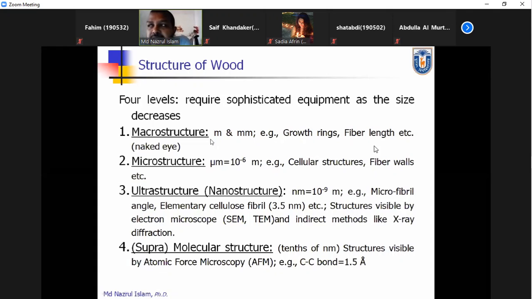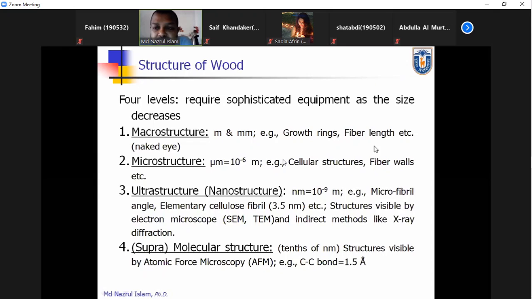It means like the grain orientation that we can see. So we will say that is macro structure, and if that structure is at the meter or millimeter level, then we say that is the macro structure. In the case of microstructure, we cannot see by naked eyes, and that is in the micrometer scale.